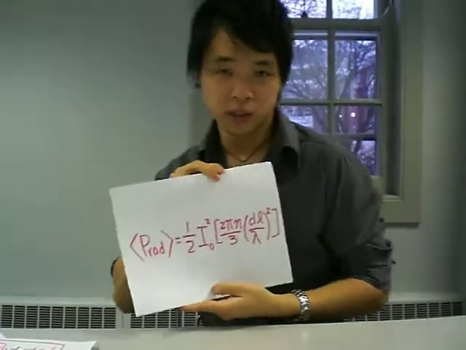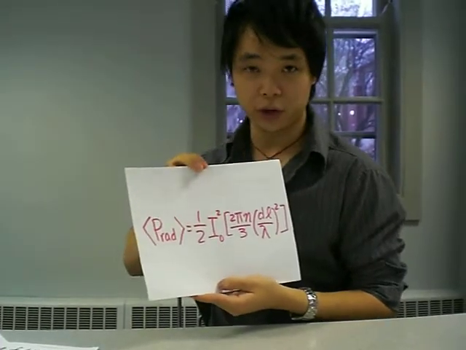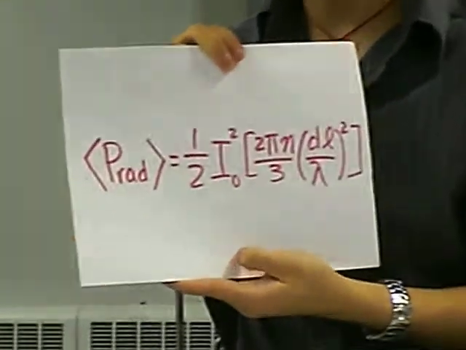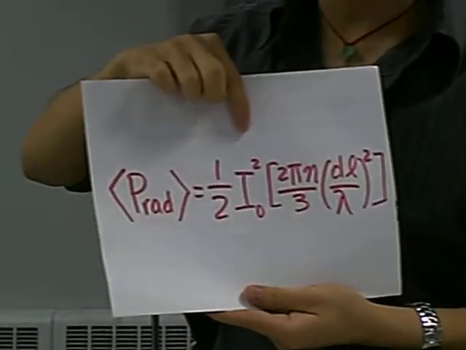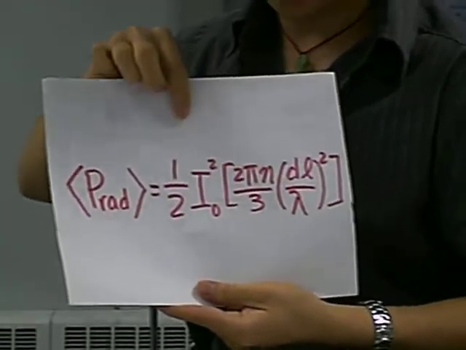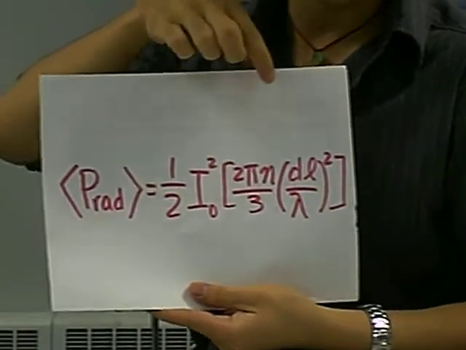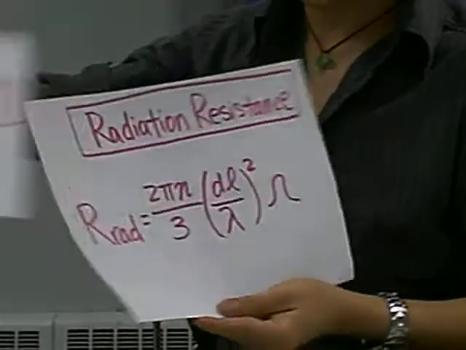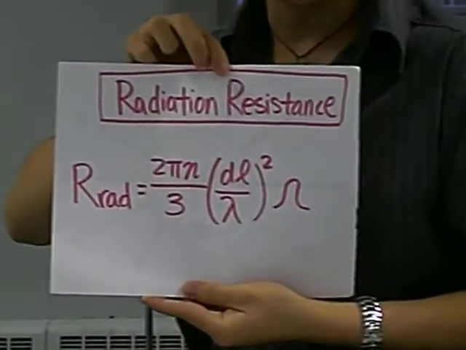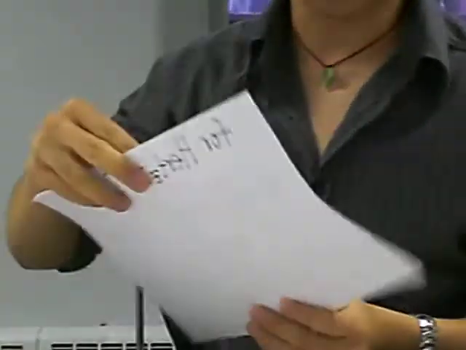Now, we want to manipulate this equation so it fits the form of power equals 1/2 I squared R. So we algebraically manipulate this expression into this. Nothing new has changed, we just moved around some terms. So we have 1/2 I squared R. Now this R becomes the radiation resistance of our Hertzian dipole. Radiation resistance.